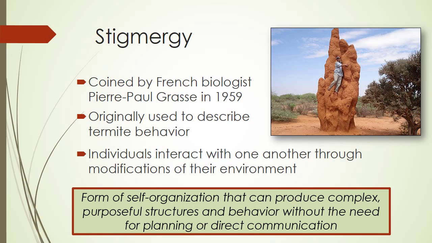So Stigmergy is a form of self-organization, and it can produce complex, purposeful structures and behaviors without the need for planning or direct communication between the agents involved. There's actually a number of corollaries to this behavior in humans as well. One of the most significant is Wikipedia.